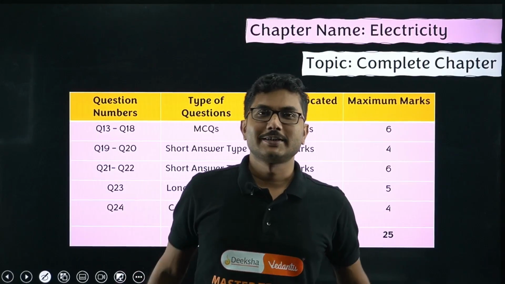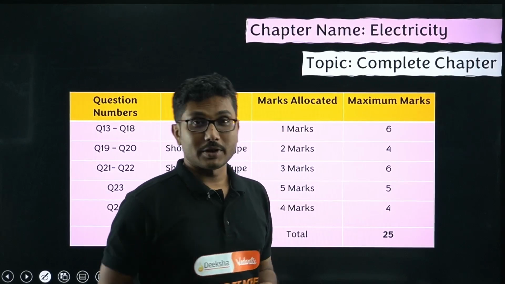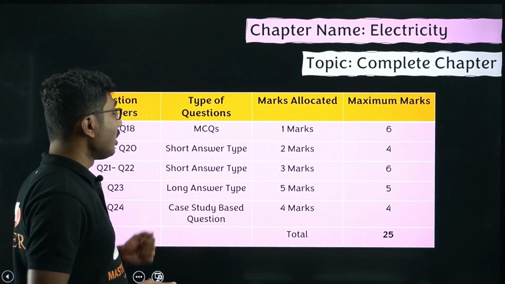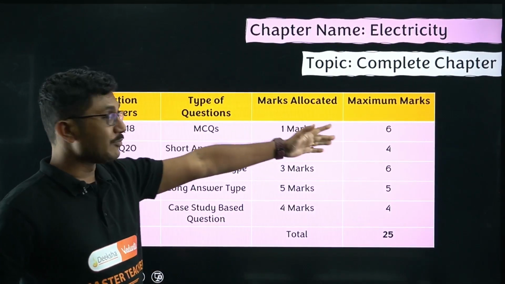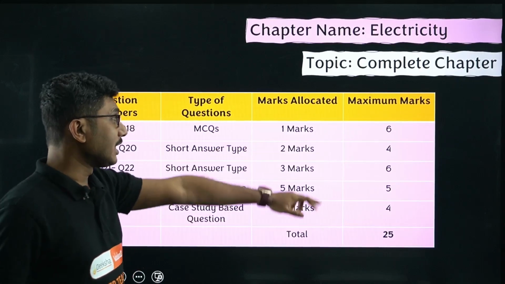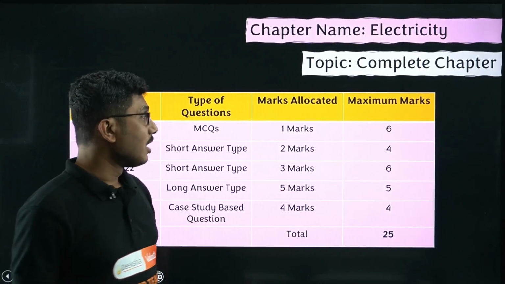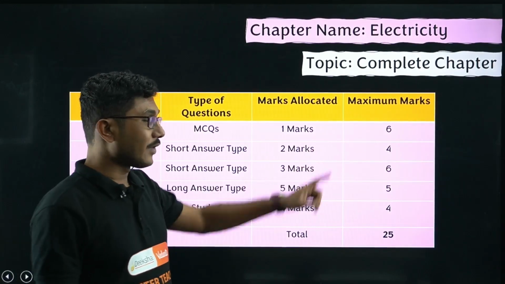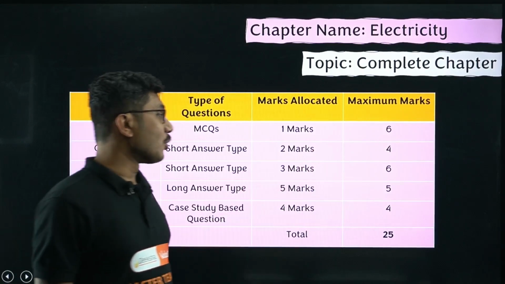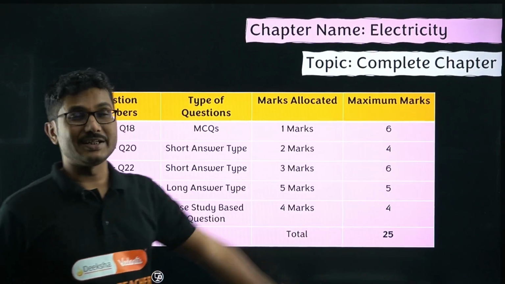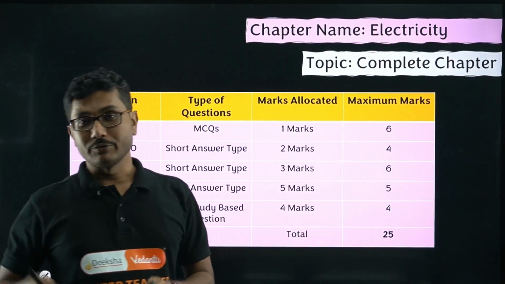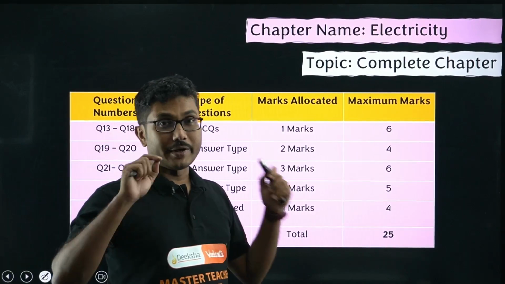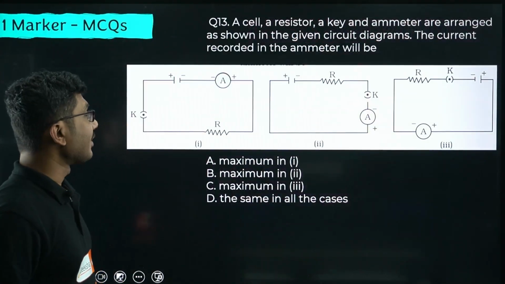So hello, let's continue with the physics part of the question paper. As you know, there are 6 MCQ questions, 2 two-mark questions, 2 three-mark questions, 1 five-mark question and 1 four-mark question from the physics chapter electricity. So the total marks in today's exam were 25 from physics. Let's start with the MCQs.